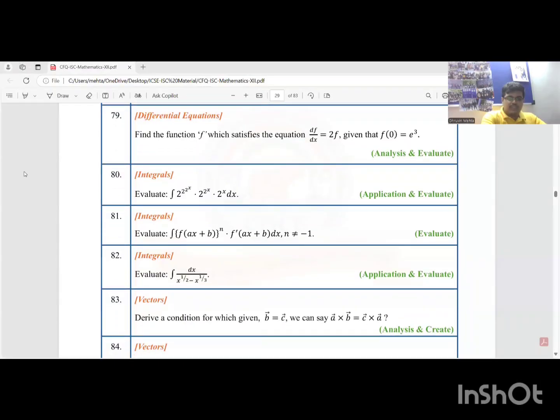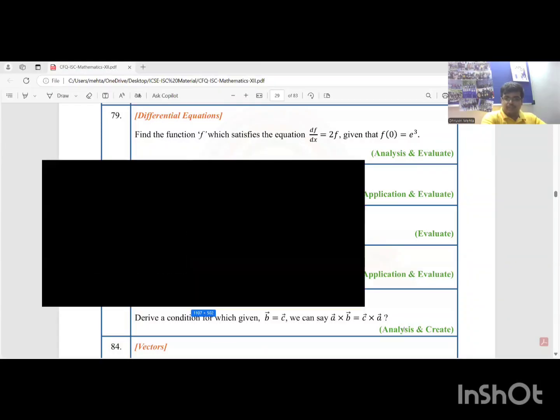In question 79, students, they're saying df by dx is equal to 2f. We have to find the function f, given that f of 0 is e to the power q. It's again a very simple case of differential equations. We'll solve this by variable separable form. We have df by dx is equal to 2f.